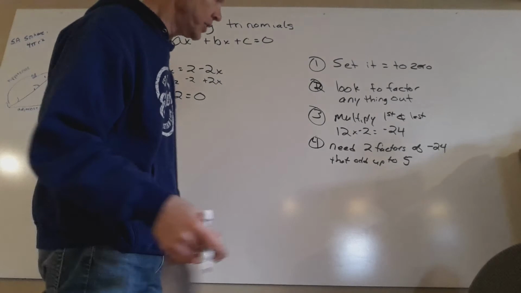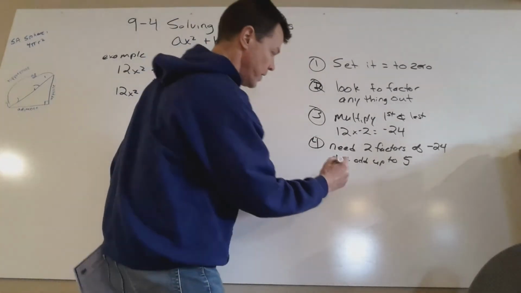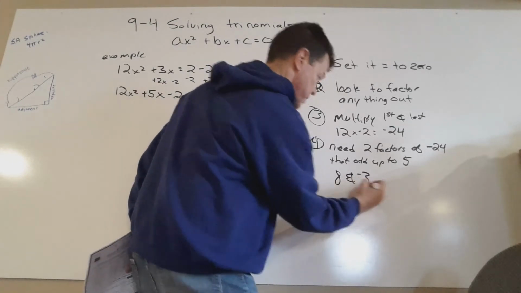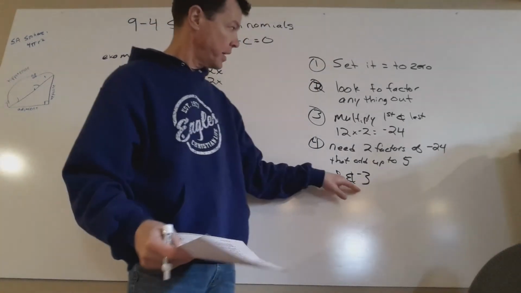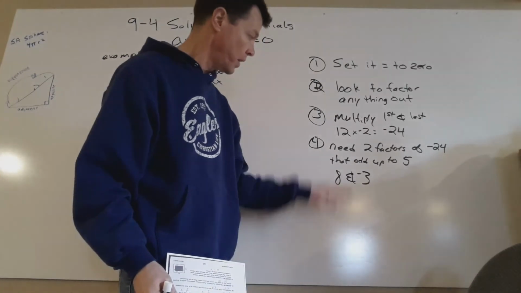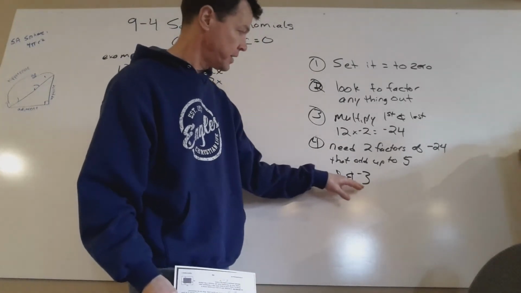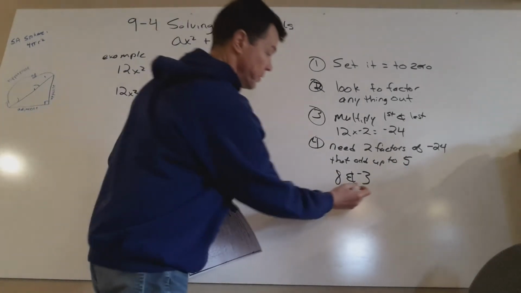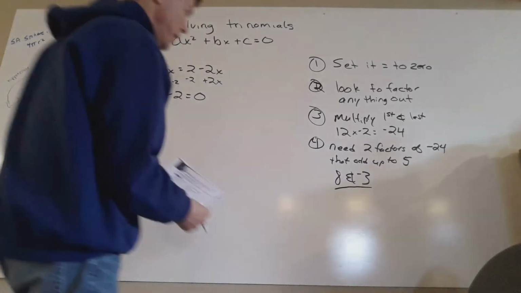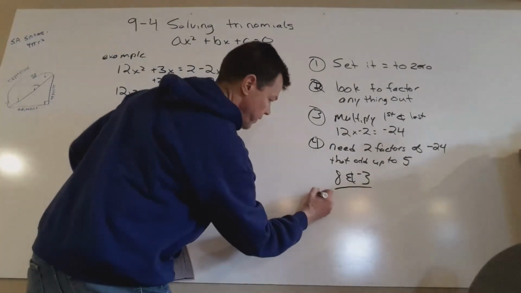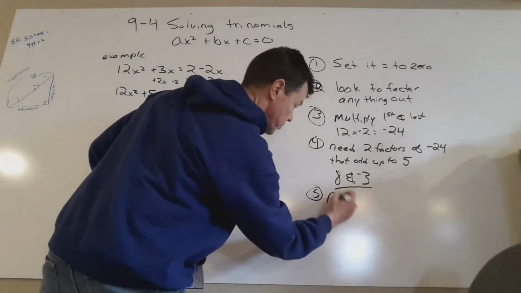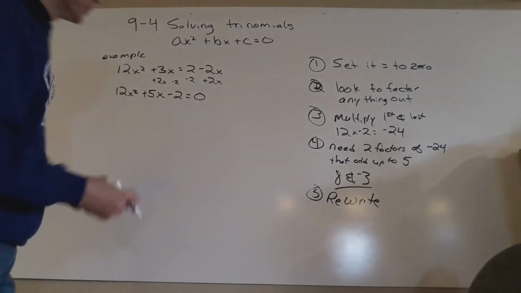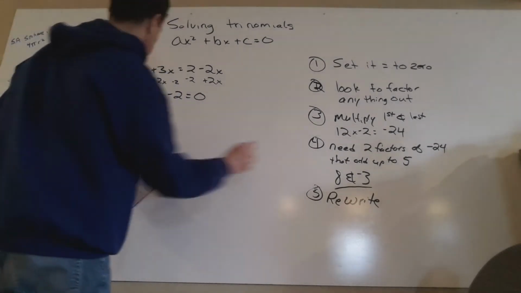So when I was thinking of these, 3 and 8, that's what we want to have. 8 and negative 3. 8 times negative 3 is negative 24. Add these together: 8 plus negative 3 adds up to 5. So these are the two factors that we want to use when we rewrite this. And that's our fifth step: rewrite, and then we're going to factor by grouping. So rewrite this to 8 and negative 3.